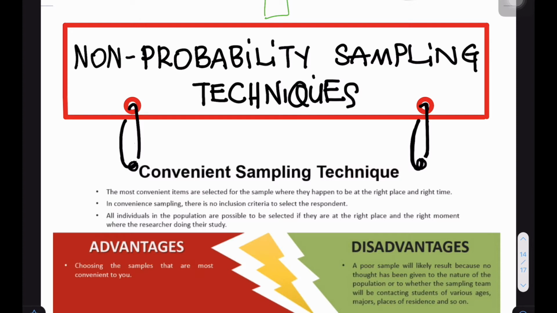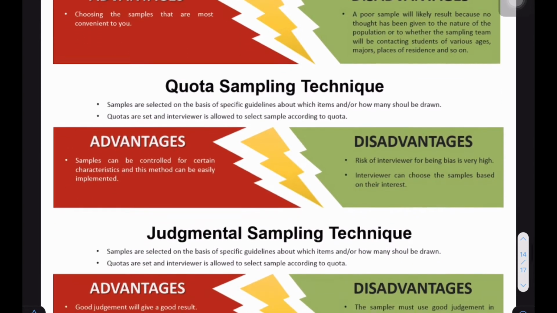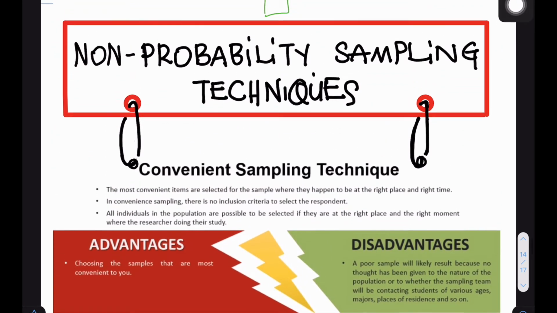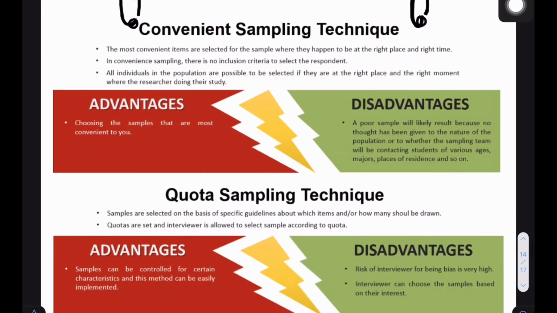Ada kebarangkalian yang sama. Tapi untuk non-probability sampling technique ni adalah biasanya untuk population yang we have no sampling frame. Okay, kita tak ada, ada je ahli population itu yang tidak mempunyai kebarangkalian untuk dipilih sebagai sampel. So kita ada non-probability sampling technique. Okay, so kita ada 3 method, iaitu convenience sampling technique, quota sampling technique, and the last one is judgmental sampling technique. So we see the first one, which is convenience sampling technique.